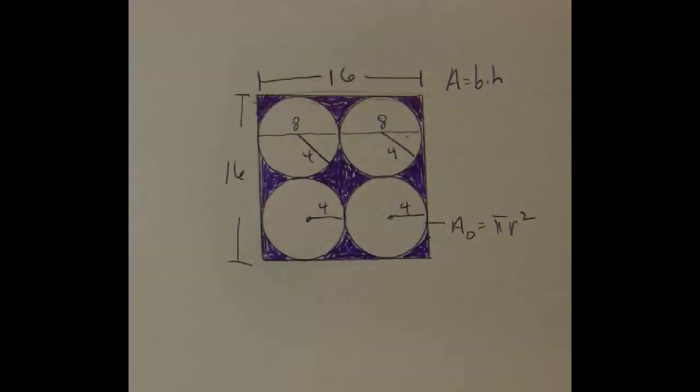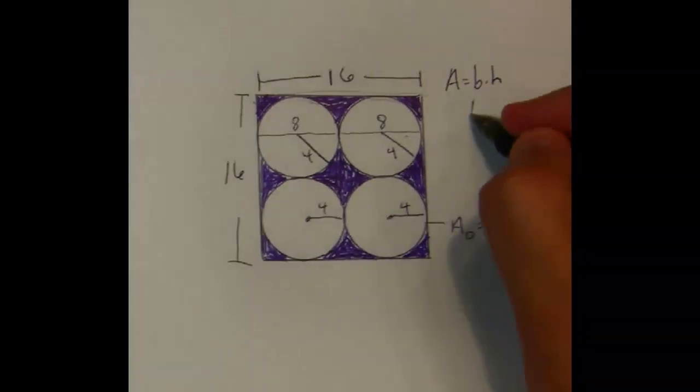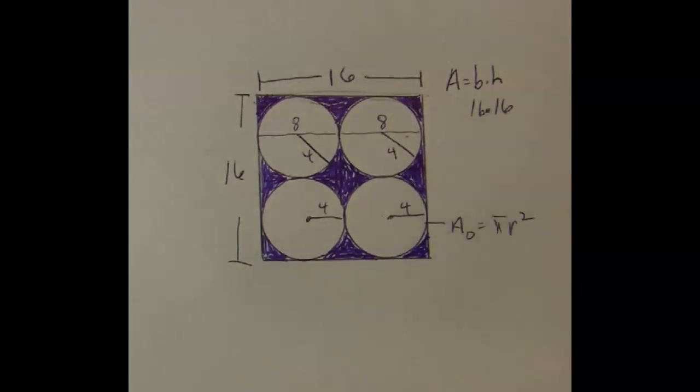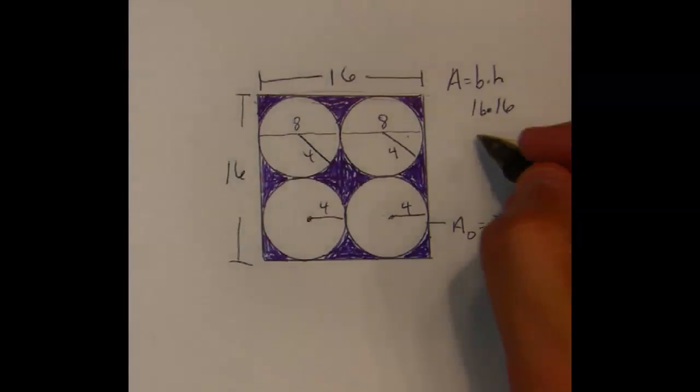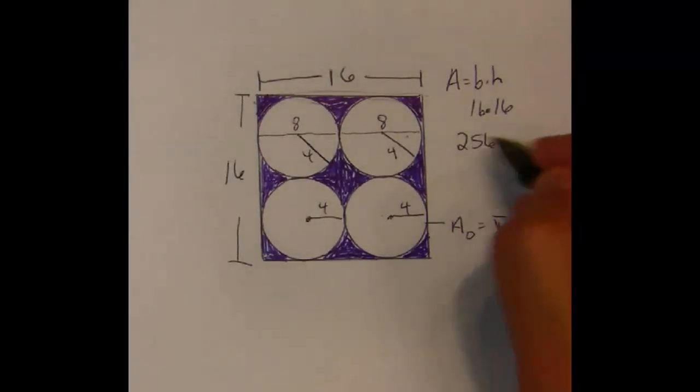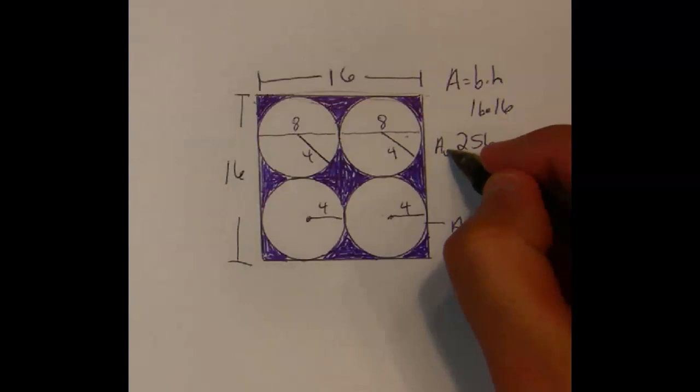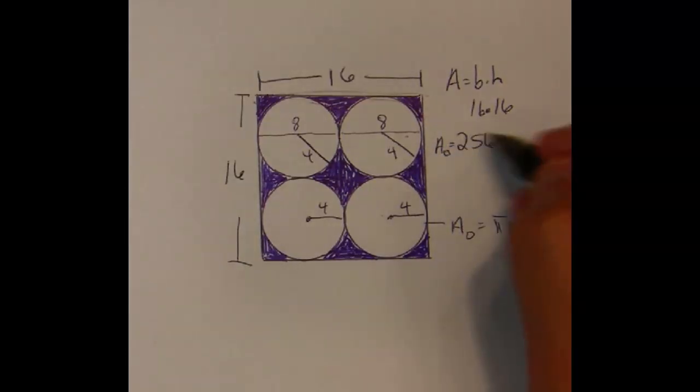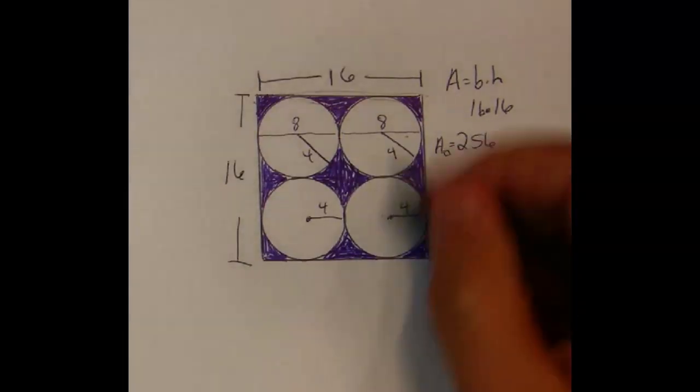Alright, now let's find the area of our square. 16 times 16. You get 256. So this is the area of our square. So that's what we're going to be taking away from in order to find the area.